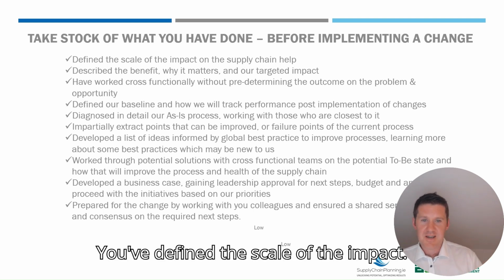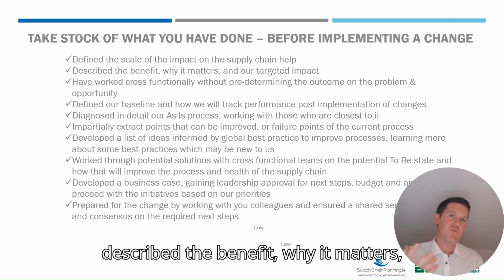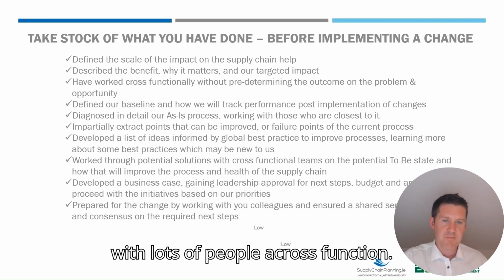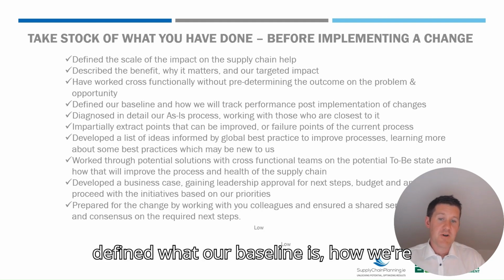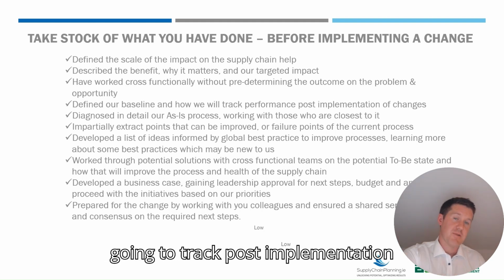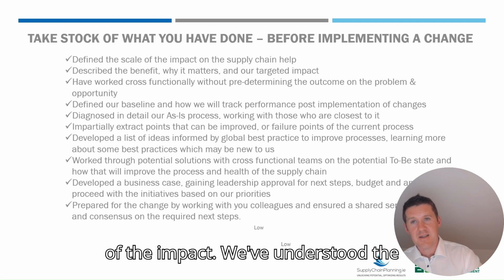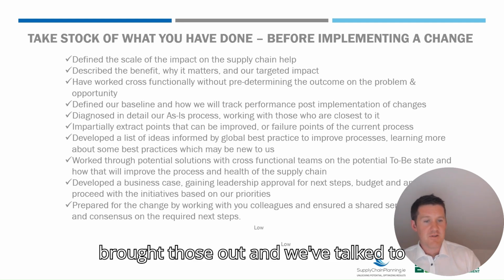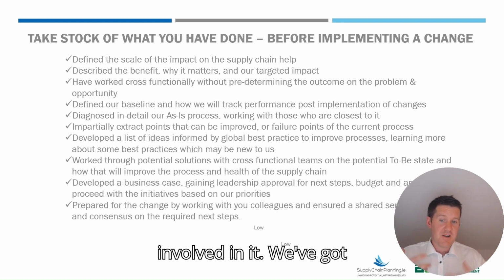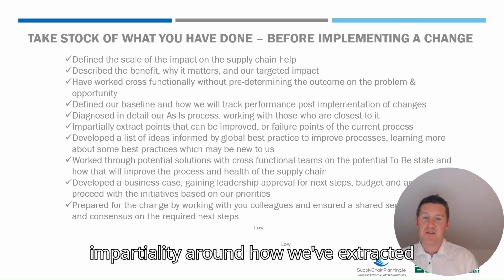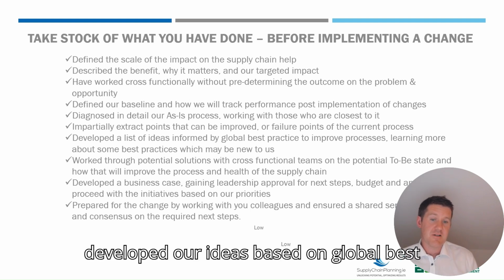You've defined the scale of the impact, you've understood the so what, you've described the benefit, why it matters, what we're trying to get to. We've worked with lots of people cross-function, we've got lots of different perspectives, we've defined what our baseline is, and how we're going to track the impact post-implementation. We've understood the as-is, so any change impacts, we've brought those out and we've talked to the people who are going to be the most impacted by the change and they've been involved in it. We've got impartiality around how we've extracted points to improve. We haven't gone in with an agenda. And then we've developed our ideas based on global best practices.